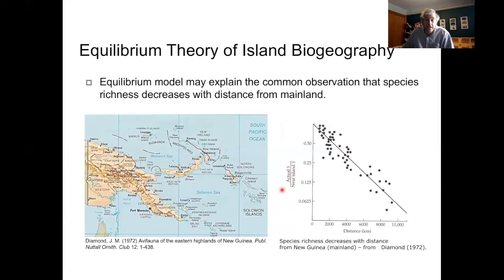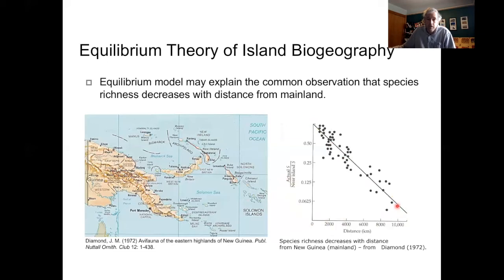So for each of these islands, the species richness is represented as a proportion of the number of species on the nearest island. And what did he show? Well, as you increase distance in kilometers from the mainland, you have a rather rapid decrease in the number of bird species you see on the island. So increased distance, a nice linear decline in number of bird species.